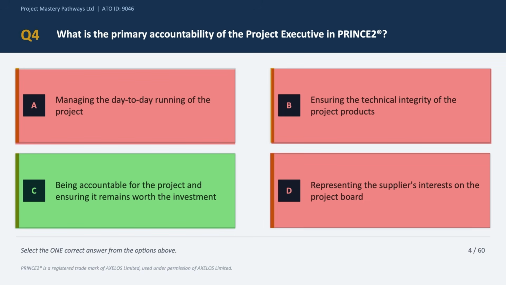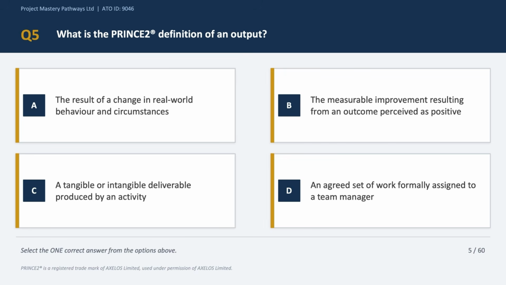Because in other terminology, the executive is also called the project sponsor. And the buck of the project stops with the project sponsor. So the correct answer is option C. Okay, question number 5. And this question tests your understanding of a key PRINCE2 term, which is output.